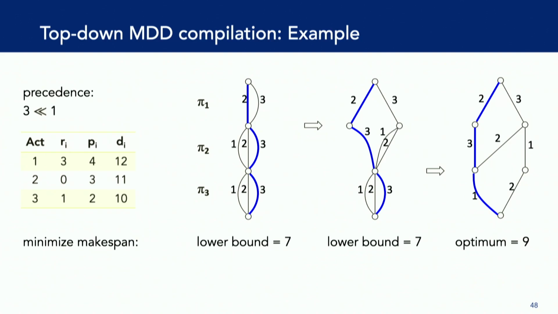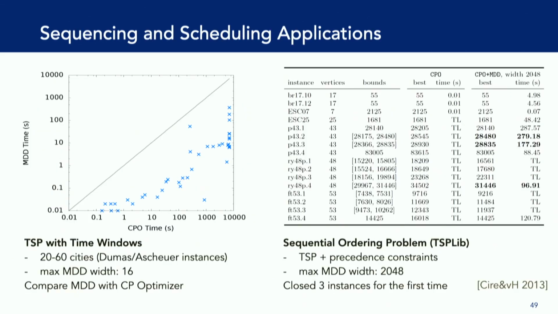How does this work in practice? Well, this was implemented in the constraint programming solver CP Optimizer by IBM ILOG CPLEX, the state-of-the-art CP solver at the time, and still is very competitive in terms of scheduling. It's still an extremely powerful scheduling engine. And so we compared on the left on instances of the traveling salesman problem with time windows, which can be cast as scheduling applications, and you may know this.